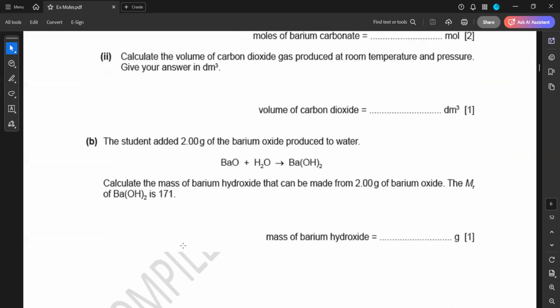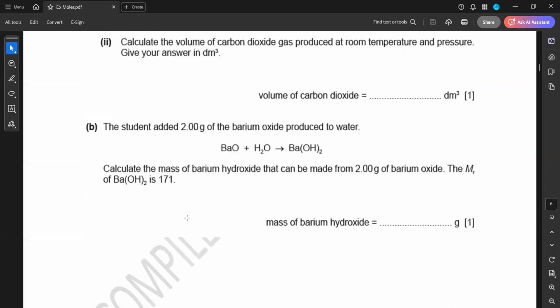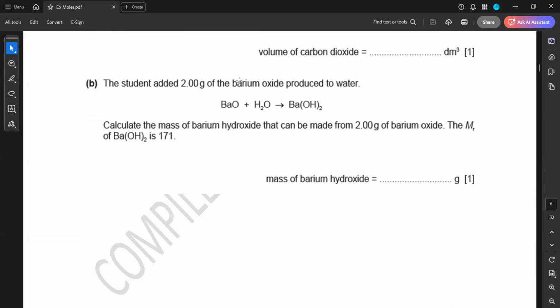The student added 2 grams of barium oxide to produce a water. Calculate the mass of barium hydroxide that can be made from 2 grams. So how can we work it out?